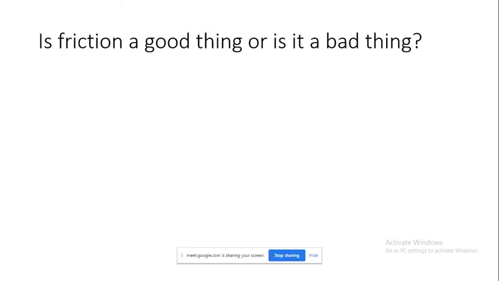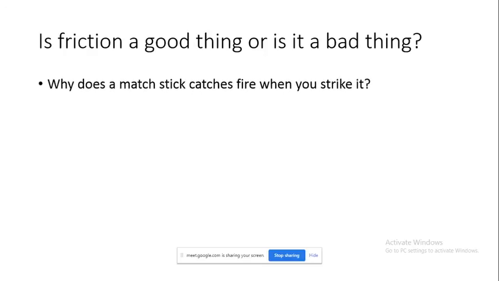In today's class we will discuss if friction is a good thing or a bad thing or it is both. Yeah, I'm getting so many answers. You are so clever. So let me ask you one thing. Why does a matchstick catch fire when you strike it? You usually use this. See this, right? When you are trying to light a candle, you need to strike a matchstick. When you strike it on the cover, the stick catches fire. Why is it?